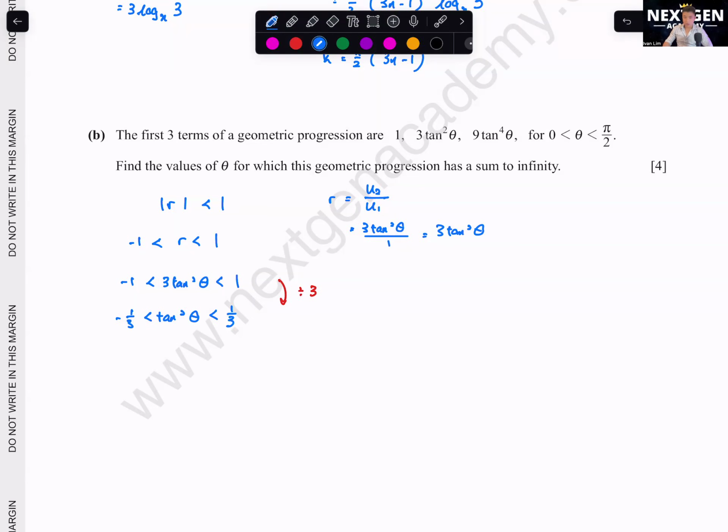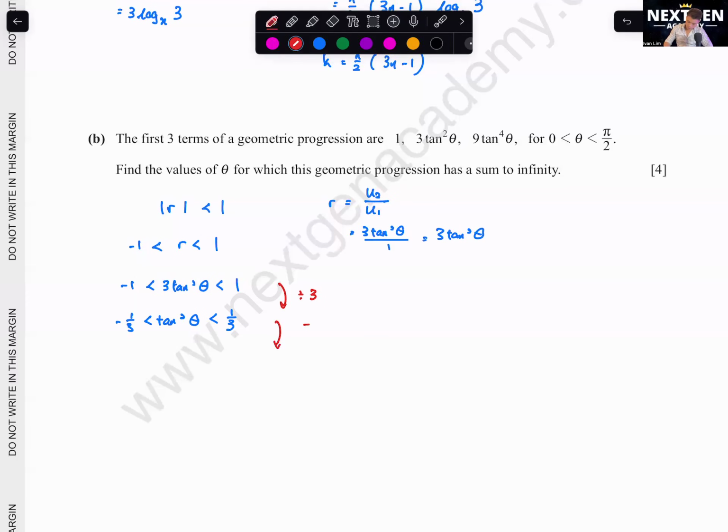Okay, from here, what do we do? We need to find tangent theta, so we square root both sides. But you see here, this one you cannot square root, right? So there'll be a math error. Because we cannot square root the negative part, we're going to reject it.